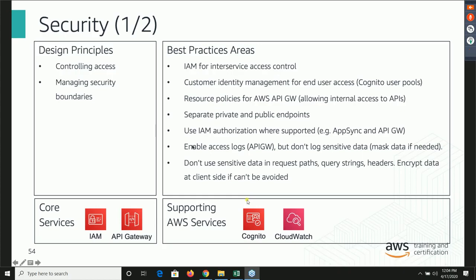So security. Like Ravi was saying, security is job zero. First and foremost, we already talked about managing secrets. That helps make sure that you don't expose any sensitive passwords, etc., outward.